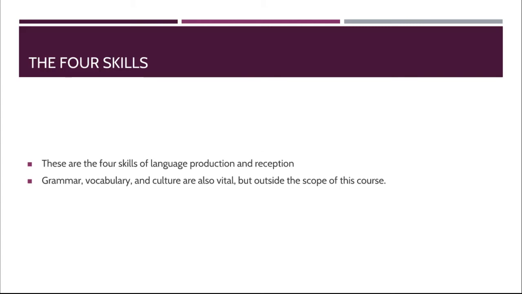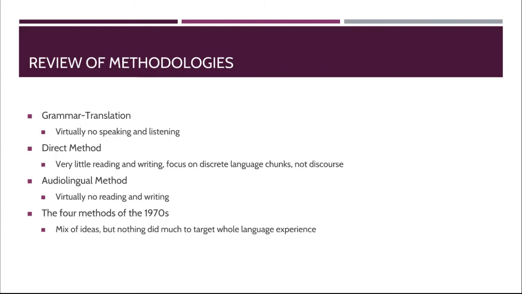So our 4 skills are going to be reading, writing, speaking, and listening. Grammar, vocabulary, and culture are also really important, but they're outside of the scope of this course for the most part. Pronunciation is also kind of in a gray area, but we are going to talk about pronunciation under speaking. All right, so let's think about some of the methodologies you've learned about in 510 and elsewhere.